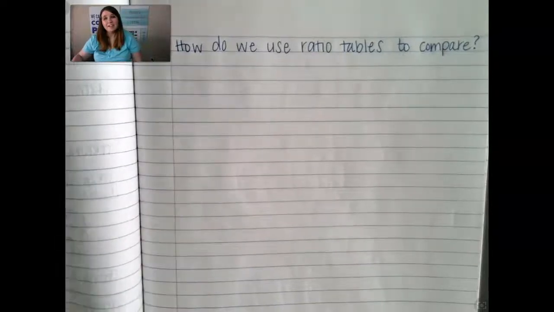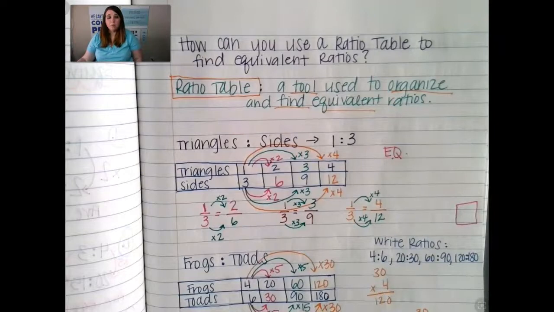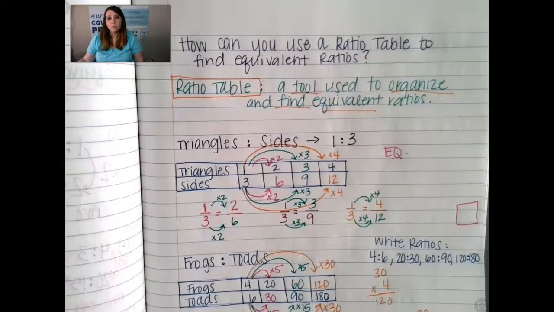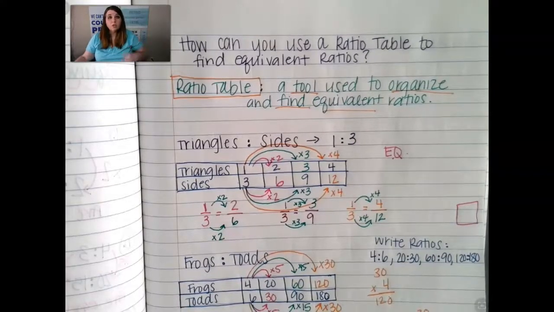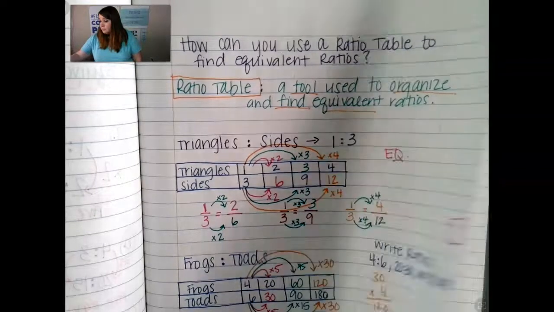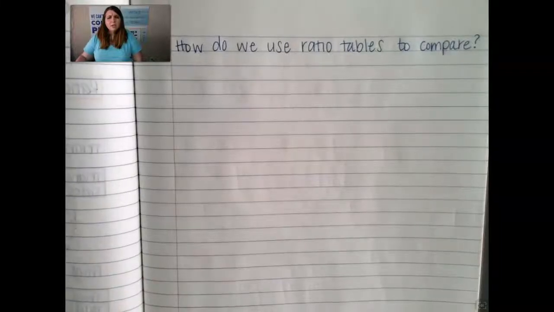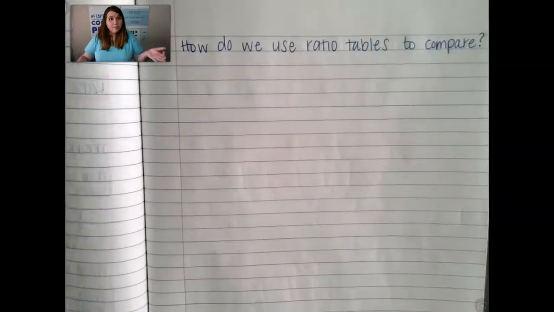Sixth graders. In our last lesson, we were looking at how we use ratio tables to find equivalent ratios. We saw that we just moved from the first ratio, the initial ratio, to the next box, to fill in the box that has the missing number using the information that's given to us. Today we're going to look at how we use ratio tables to compare data.